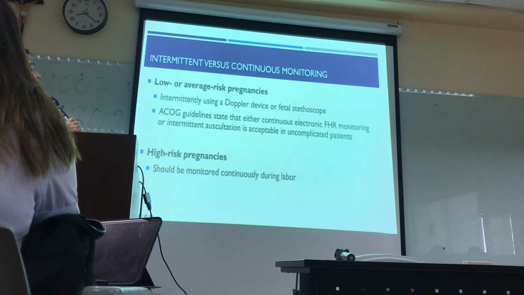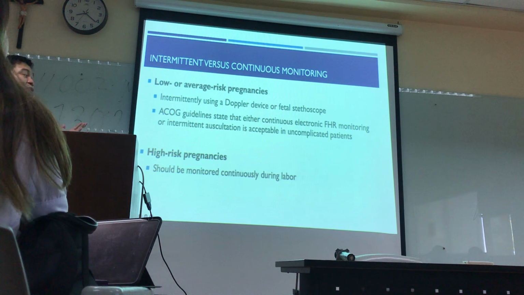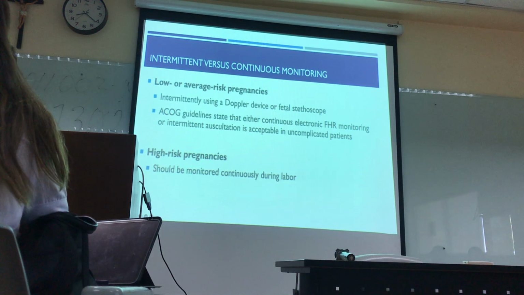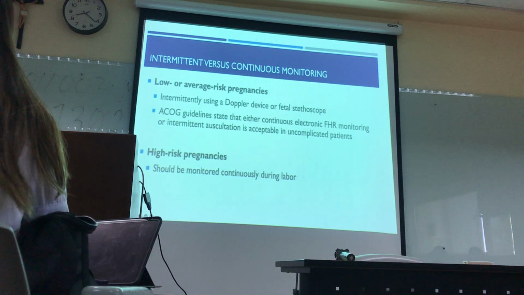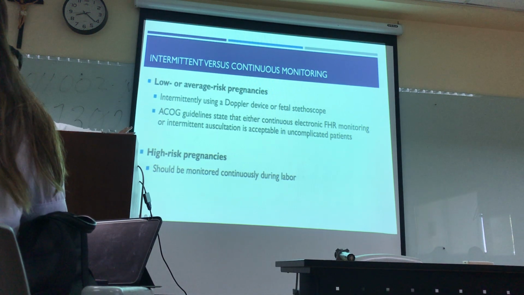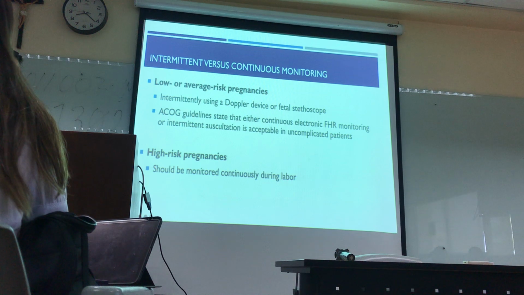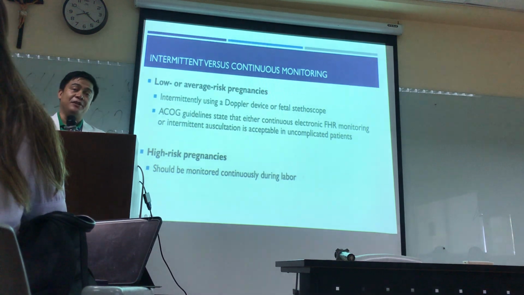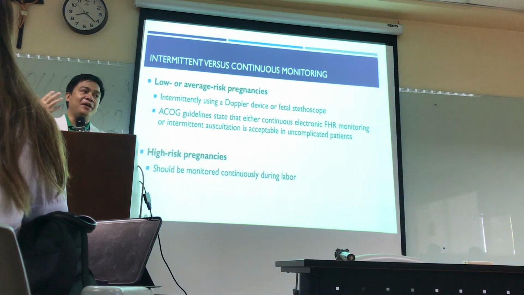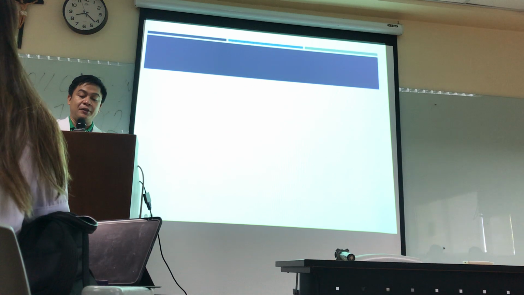Anyway, so ECHO guidance stated that either continuous electronic fetal heart rate monitoring or intermittent auscultation is acceptable in uncomplicated patients. So, usually mga OB normal. Okay? But for high-risk pregnancies, they should be monitored continuously during labor. So, patients with preeclampsia or GDM na insulin requiring, better to monitor them continuously.